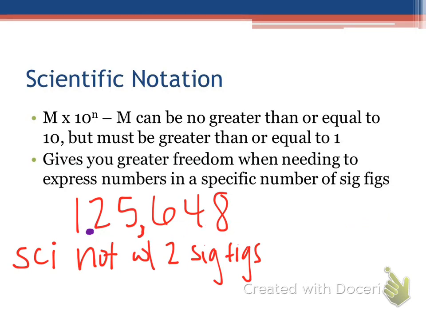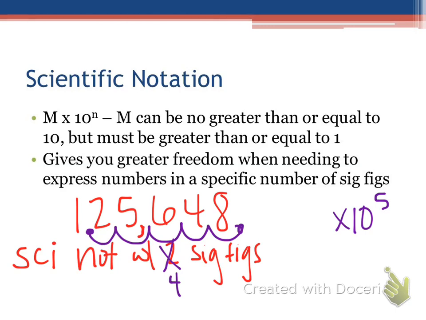Okay, same exact number. Let's put it into scientific notation with 4 sig figs now. We said our decimal place has to go between the 1 and the 2. It's still times 10 to the 5th. That doesn't change anything. But what changes is how many numbers can go right here. So if we're allowed 4 significant figures, it would look like this.